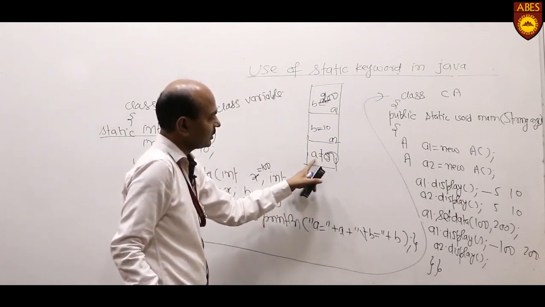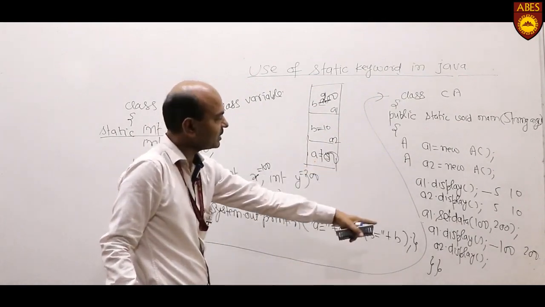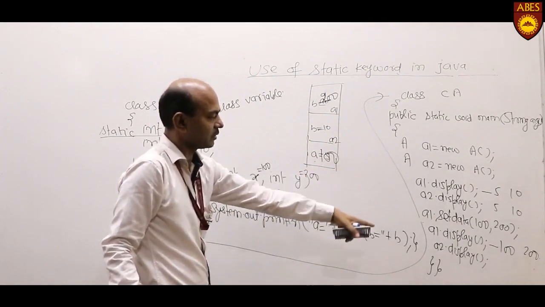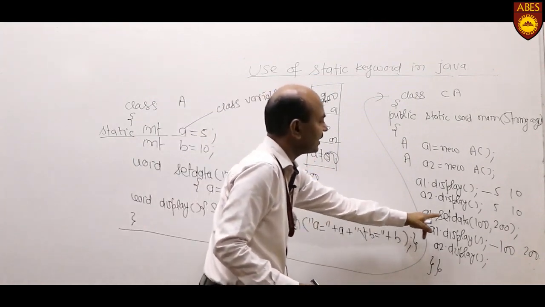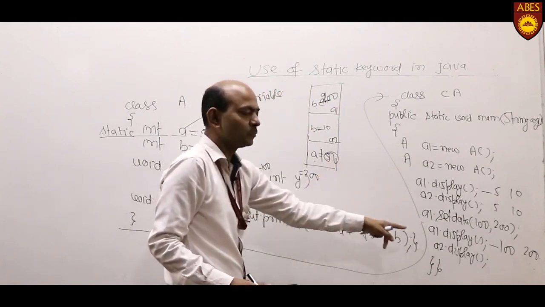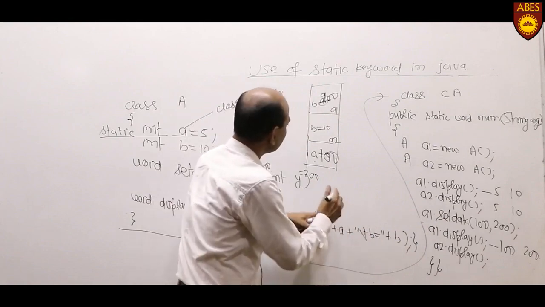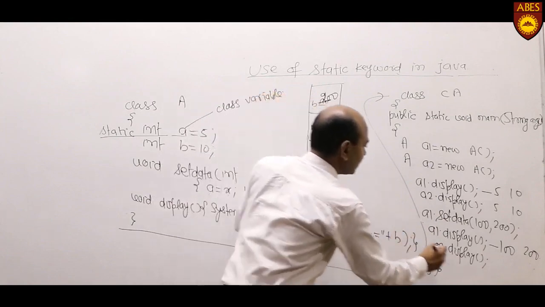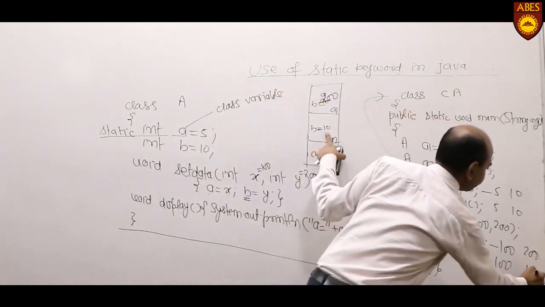a of a2, because I have told you that this a is shared by all the objects, so this a is common to all the objects. Here we have modified the value of a by a1, but this modified value will be reflected in a2 objects also. So a2.display, that is a will be 100 and b will be 10.